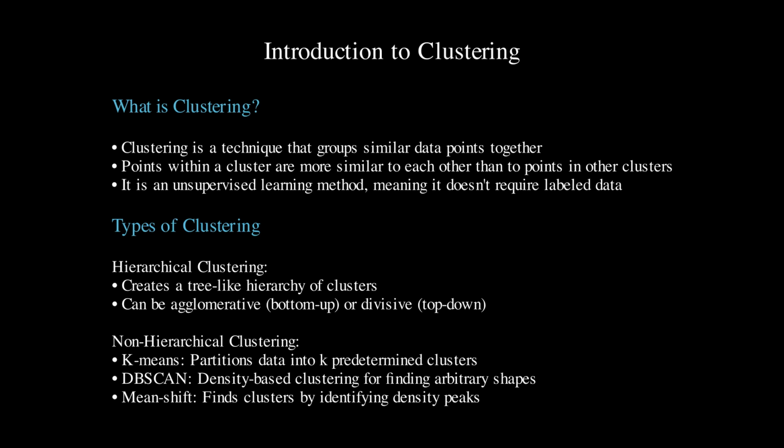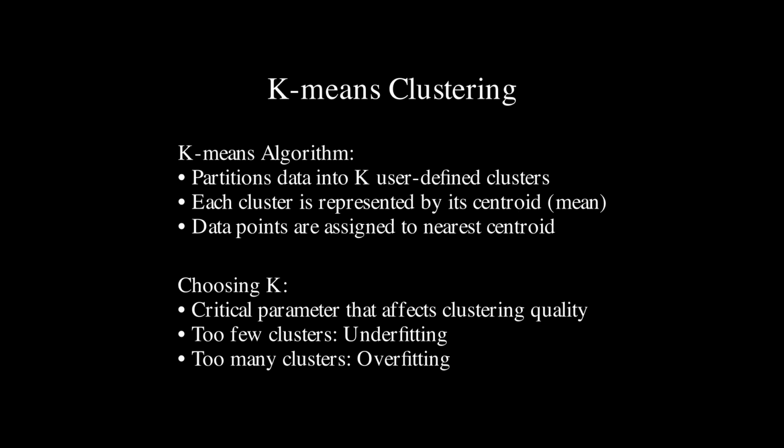At its core, clustering is a method that helps us identify natural groupings in data where similar objects are placed together while different objects are separated into different groups. Clustering algorithms generally fall into two main categories. Hierarchical clustering creates a tree-like structure of relationships, while non-hierarchical methods like the k-means algorithm we'll focus on today partition data into distinct groups. Let's dive into k-means clustering specifically.